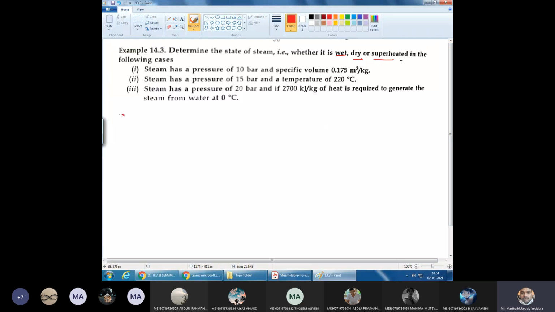So first condition, the steam has a given pressure equal to 10 bar and specific volume, small v, equal to 0.175 meter cube per kg. Now, can anyone tell me how to solve this problem? Very simple.